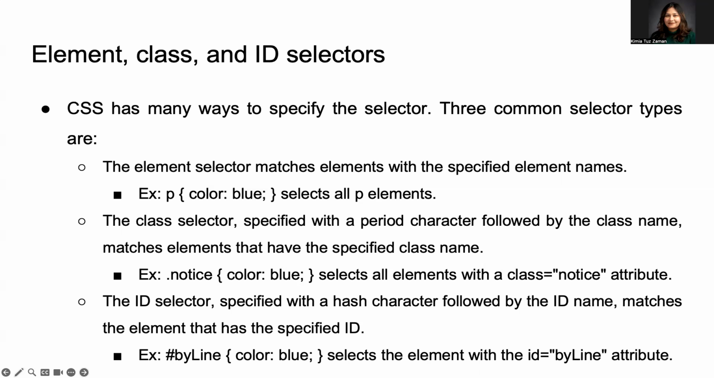Next, we have the class selector. Classes are really useful when you want to style a group of elements, but not necessarily all of that type. So, for example, you want some of the paragraphs to be a different color, but not all of them. That's where you use a class selector. Here, color blue means any element with class notice will get blue text, no matter whether it's a div or a paragraph or a span.